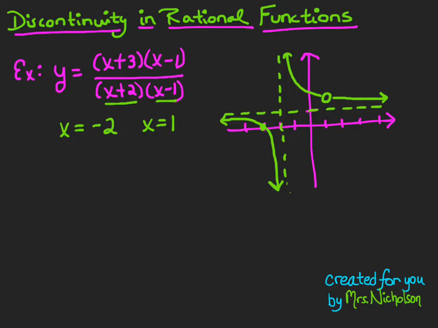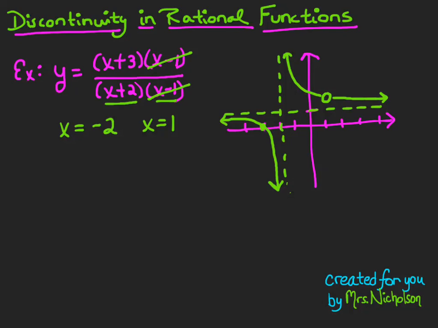Now you may notice if we look at the function as a whole that the x minus 1 factor is in the numerator and the denominator. And that means that they can cancel each other out. So let's see what difference that makes in the graph of our function. I've got the graph over here to the right.